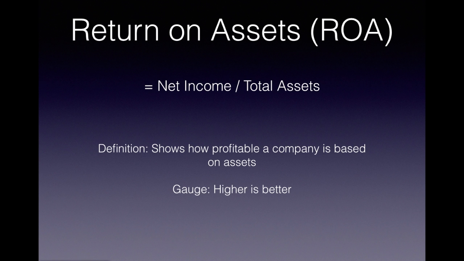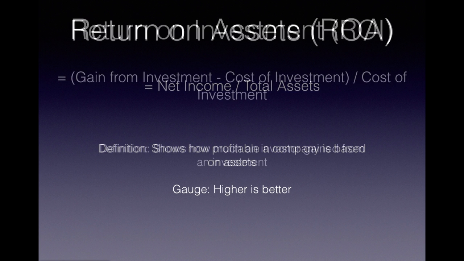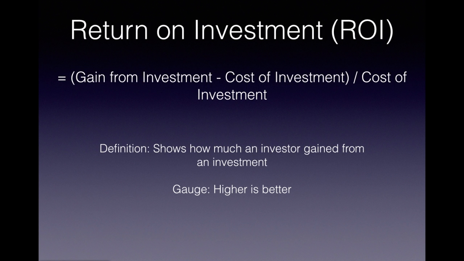Now we transition to the return ratios. We'll start with return on assets, or ROA. This ratio shows how profitable a company is based on the growth of assets. Assets are good, so more asset growth is awesome. Return on investment is very basic.